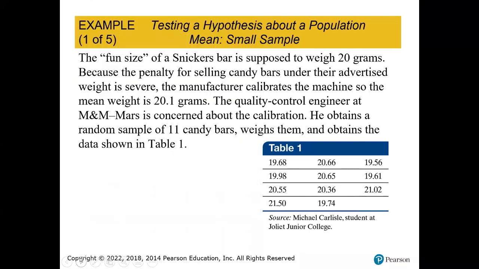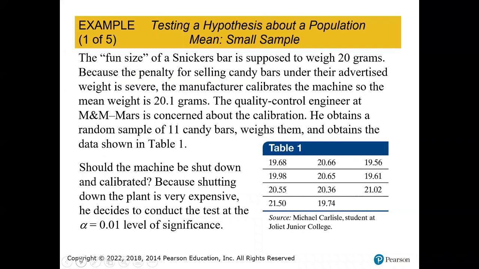All right, so we have our data. Should the machine be shut down and calibrated? Because shutting down the plant is very expensive, he decides to conduct the test at the alpha of 0.01 level of significance.